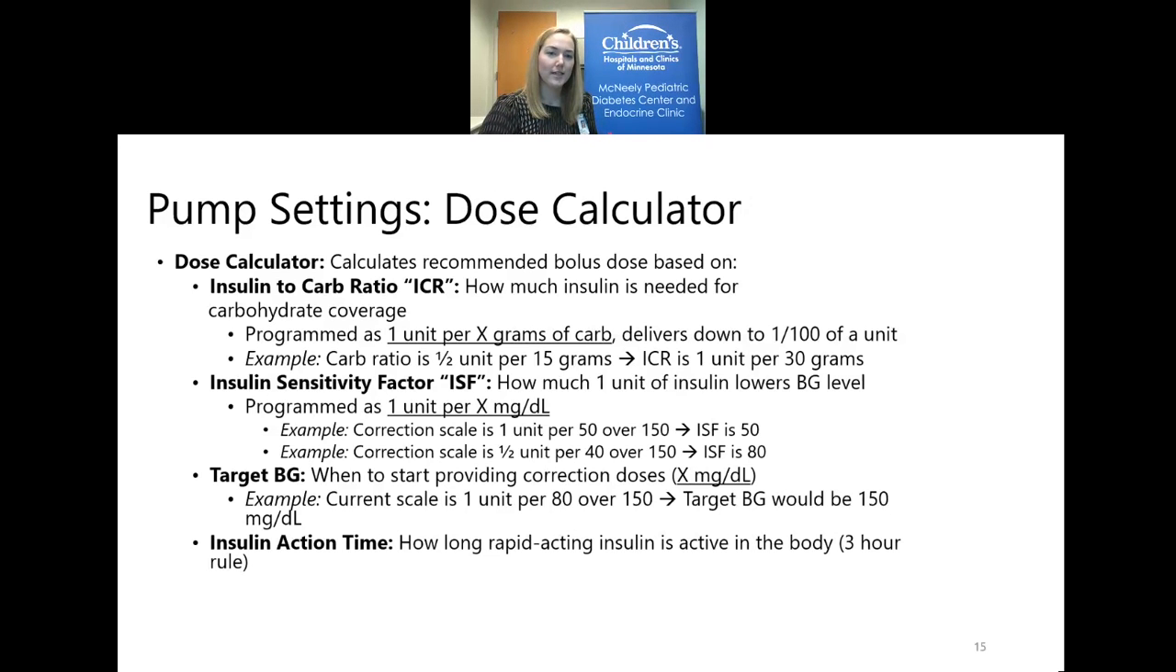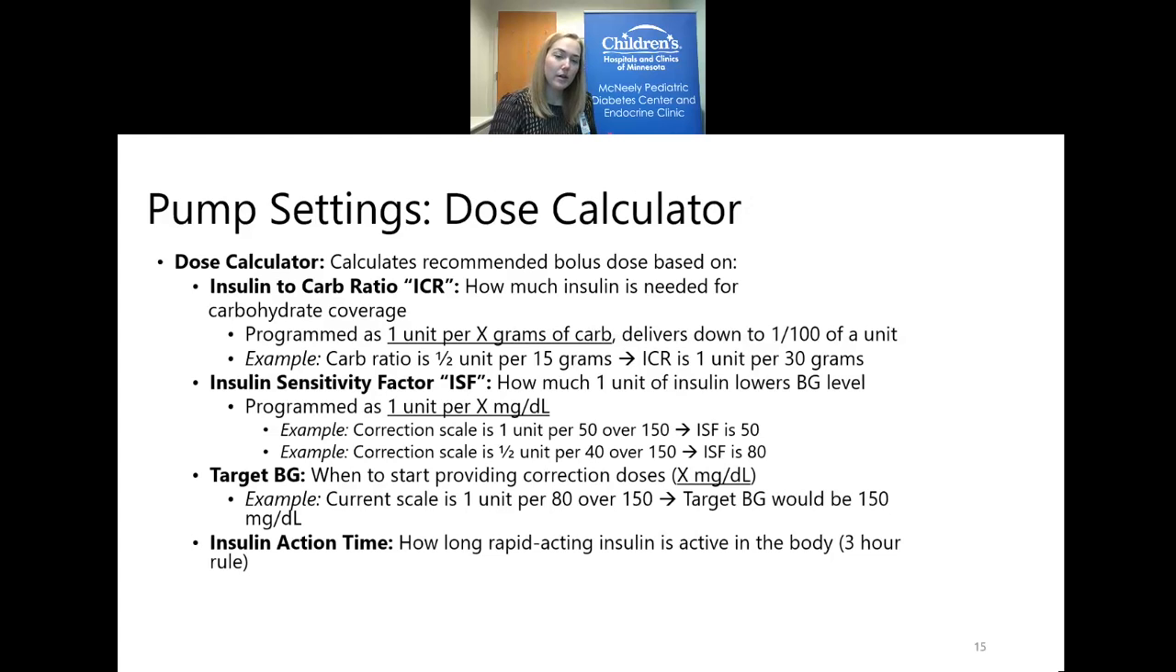All right, fourth thing that is in the dose calculator, it is our insulin action time. This is how long our rapid acting insulin is active in our body. So this is all related to our 3-hour rule. I'm sure you're very familiar with this at this point in your life, but our 3-hour rule is simply stating that if it's been within 3 hours of you receiving rapid acting insulin, you shouldn't get another correction dose, because you still have insulin active in your body trying to bring that blood sugar down into range.